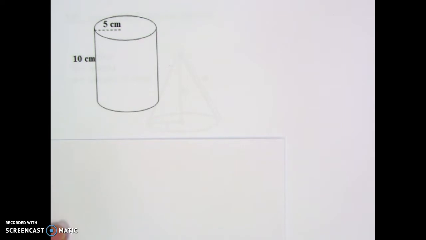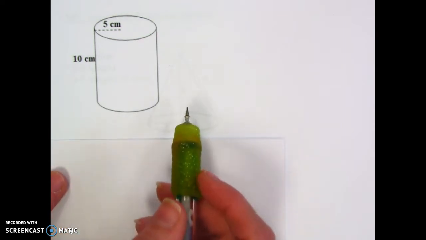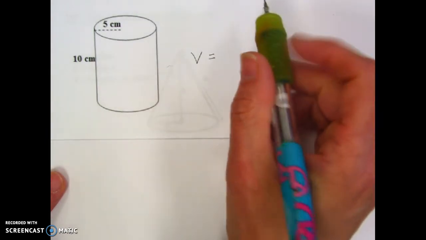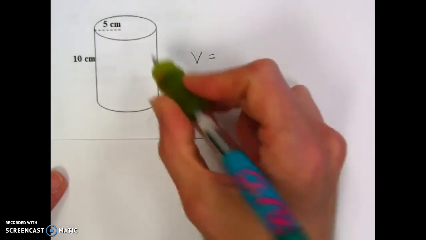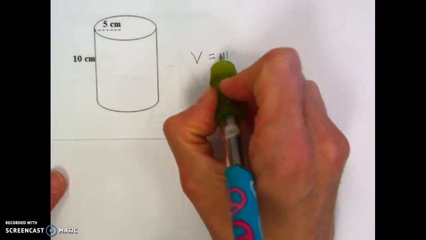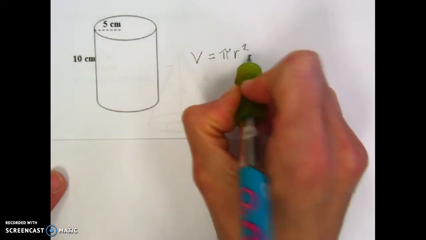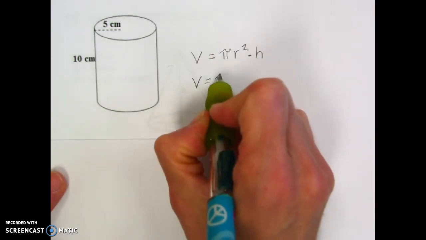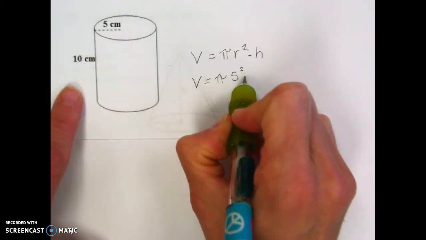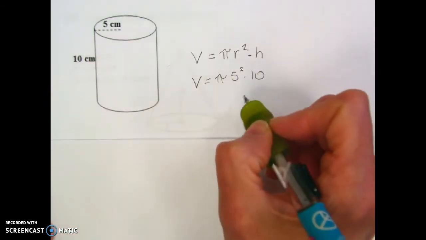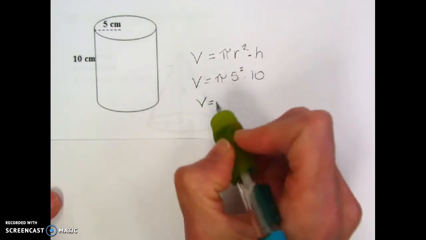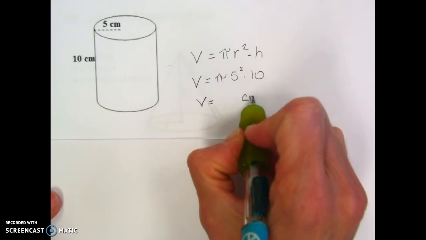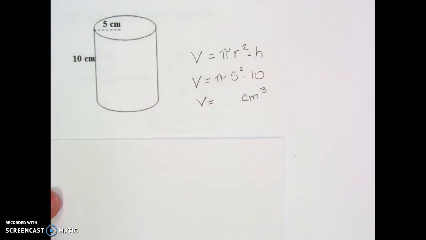So if we have a cylinder and we want to find the volume of that cylinder, if you recall, we're going to take the area of the base, which would be a circle, so pi r squared, times the height of the shape. So in this case, we would take pi times 5 squared times 10. You can put that in your calculator and see what you get. The volume would be whatever that multiplies out to be, centimeters cubed. Volume is always cubed.